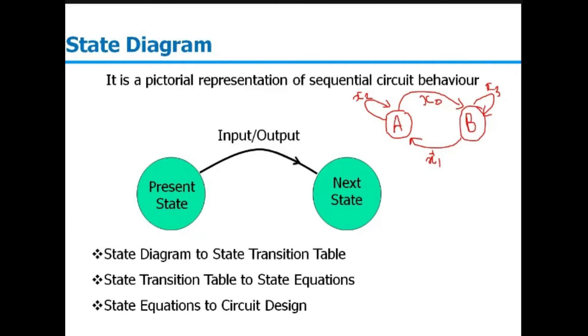Now in this case, I am saying A is my present state. When X2 comes, the next state will also be A. If X0 comes, then the next state will be B. Now B will be my present state, and if X1 comes, my next state will be A. So we will have a number of states in which we will be moving.